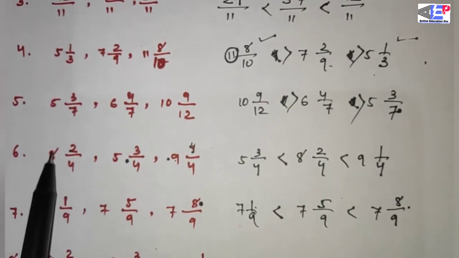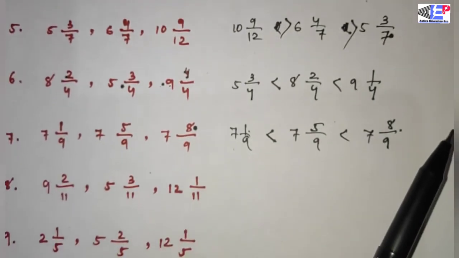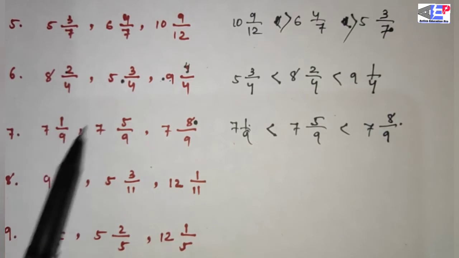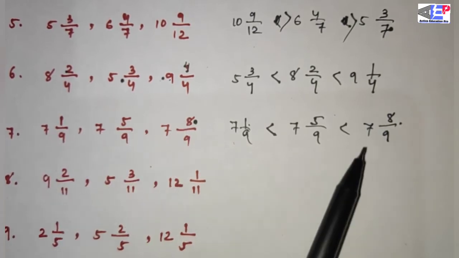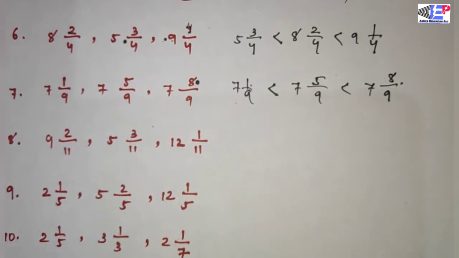But in our last three cases, we had to compare the whole parts. But in this case, having the same whole parts, you have to compare the fractional parts. Then question number 8: 9 2 by 11, 5 3 by 11, 12 1 by 11.